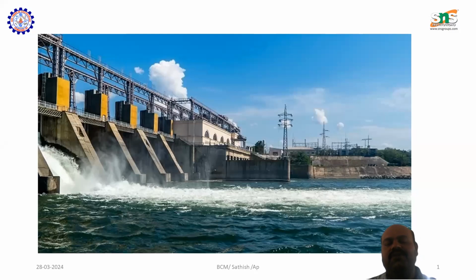I welcome you all for this lecture series 2. So last class we have discussed about power plants. Hope you remember what the working principle is and how the energy is converted from one form to another form, as we discussed in relation with the law of conservation of energy.